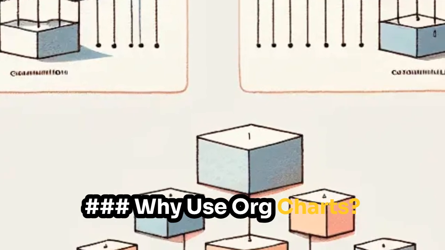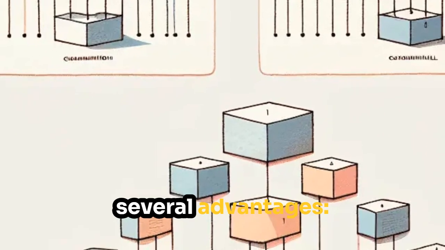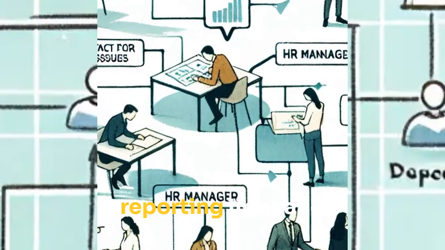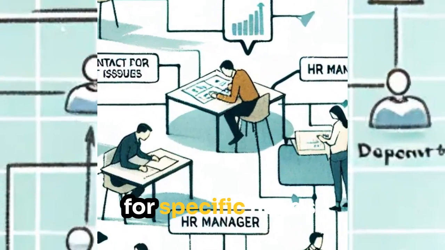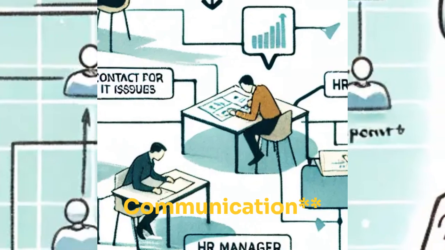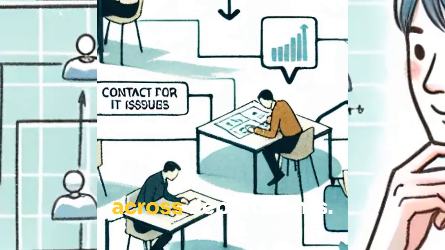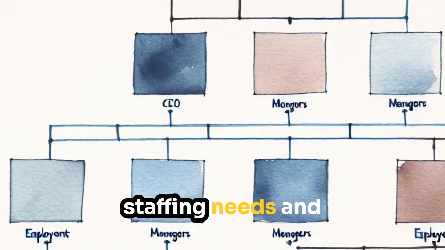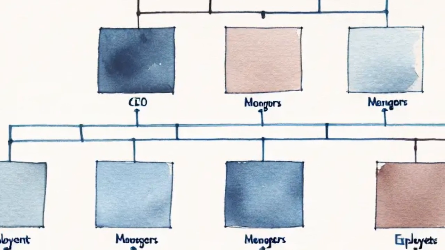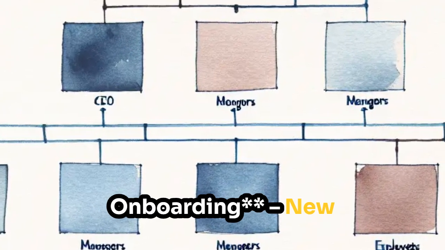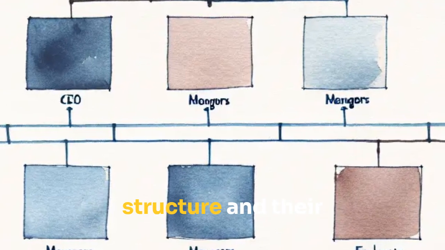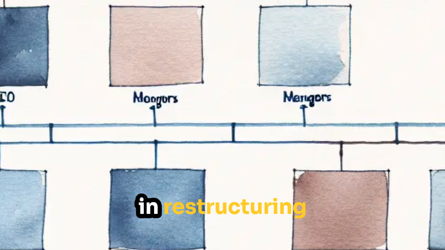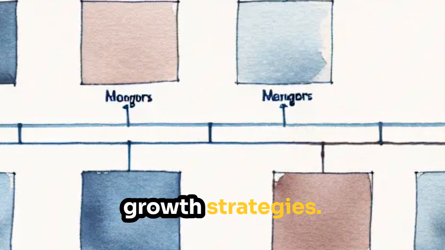Why use org charts? Org charts offer several advantages. Clarifies roles and responsibilities. Employees understand reporting lines and who to contact for specific needs. Improves communication. Helps teams collaborate efficiently across departments. Aids in workforce planning. Visualizes staffing needs and succession planning. Enhances onboarding. New employees quickly understand company structure and their place within it. Supports change management. Assists in restructuring and organizational growth strategies.